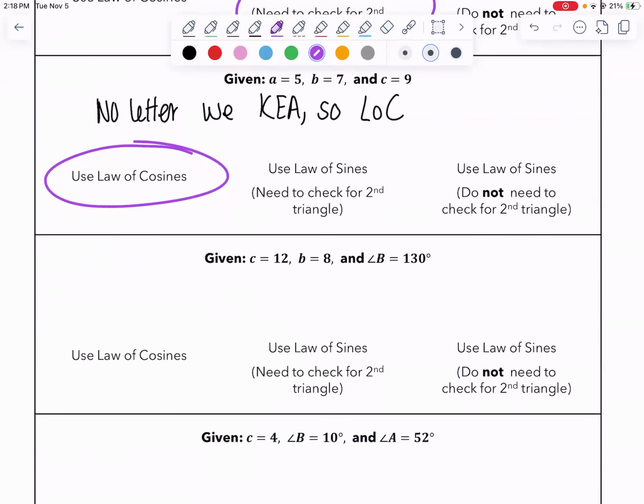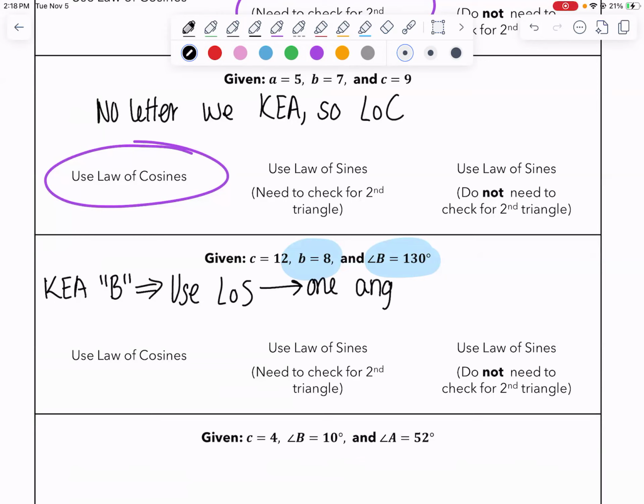All right, given c equals 12, b equals 8, angle B equals 130. Well, we know everything about B, so that's law of sines. We KEA, know everything about B. So that means use law of sines. We are starting with one angle, so it's the ambiguous case. That means 0, 1, or 2 solutions.